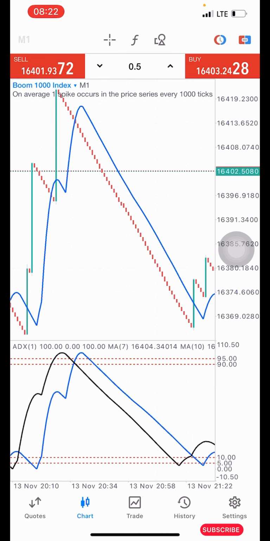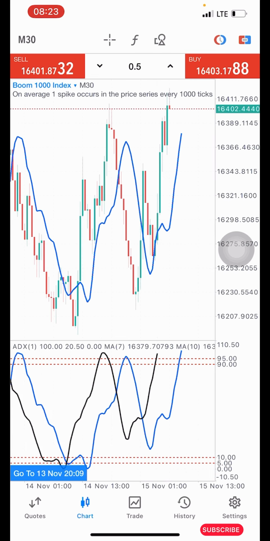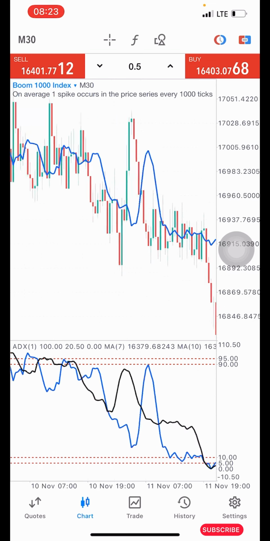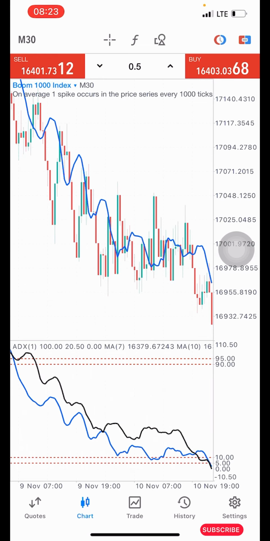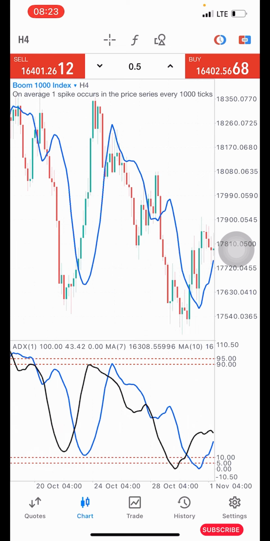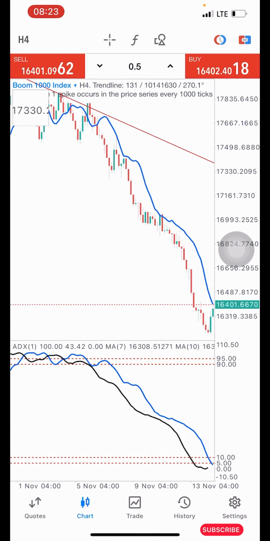One more thing you need to take note of is your analysis. Before you take any entry, you need to go to the higher time frame to know the direction the market is heading. For this strategy to work properly, you go to the 4 hour or the 1 hour time frame, and then you put in your trend line in order to know the direction of the market.